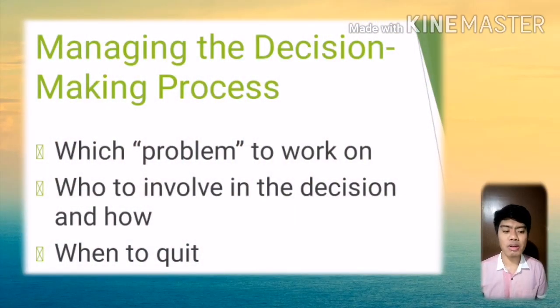So in order to manage those decision-making processes, you need to find out and answer the following. First, which problem to work on. So it means, what is the best problem to solve first? The second one is who to involve in the decision and how. So are those people capable to cope with or solve the problem? The third one is when to quit. Can your decision resolve the problem or is it better to quit? So you need to know how to quit.